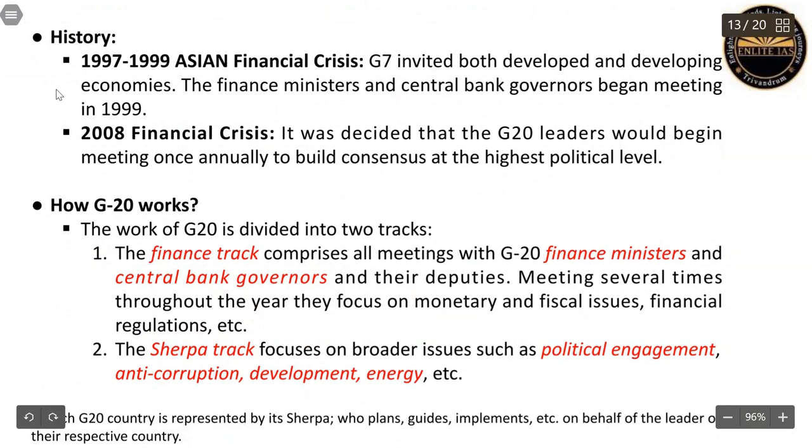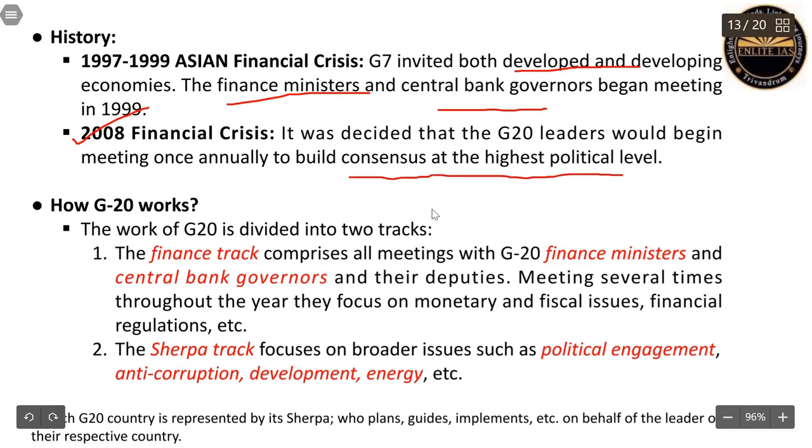So the history behind the G20 is that during the Asian financial crisis, the G7 invited several developed and developing economies. At that time, the finance ministers and central bank governors began meeting. And finally, after the 2008 financial crisis, it was decided that G20 leaders should begin meeting annually to build some consensus at the highest political levels.